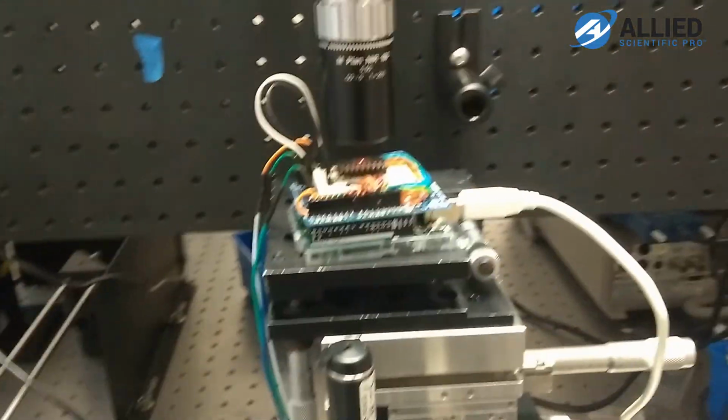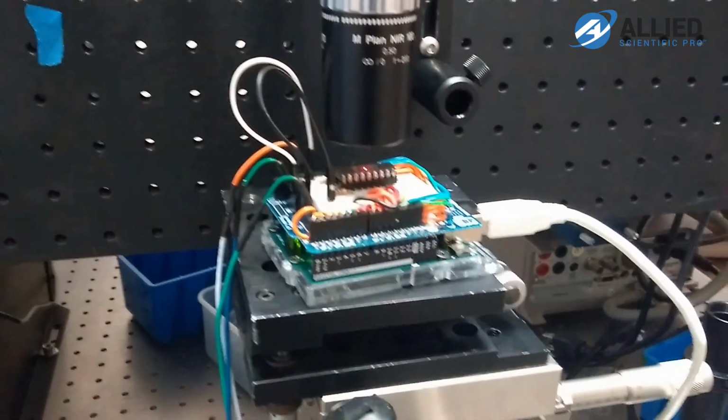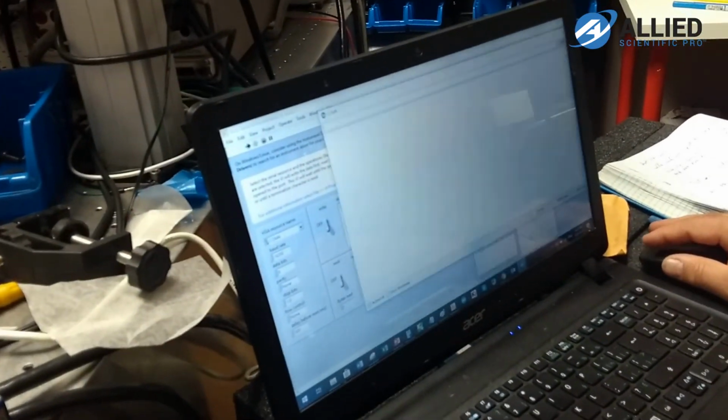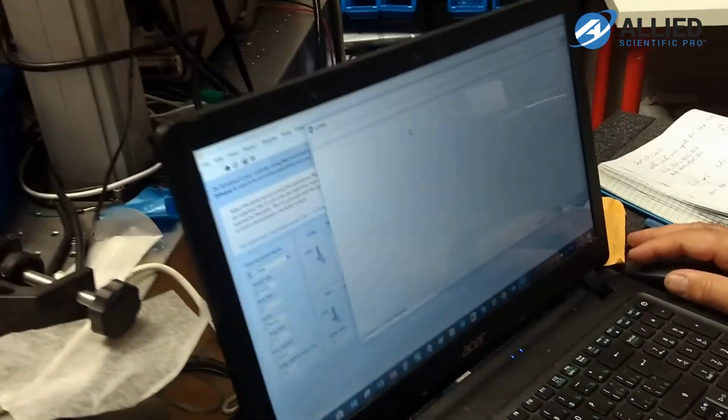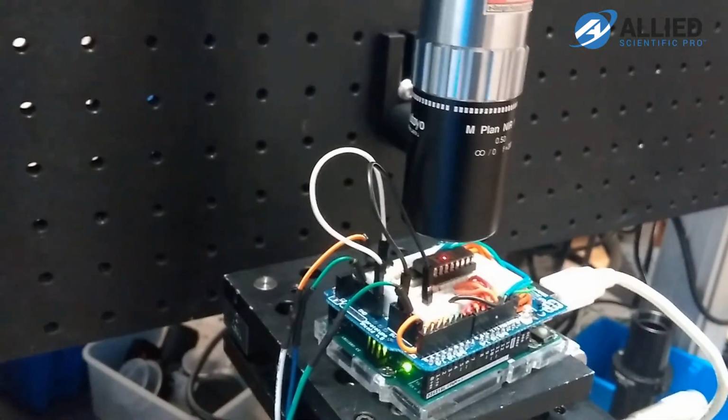So what we would like to do is demonstrate that first we would write a 1 to all 4096 cells using the Arduino. So here I'm going to start the Arduino board, and first we do a write. Okay, so actually let's do a read first.